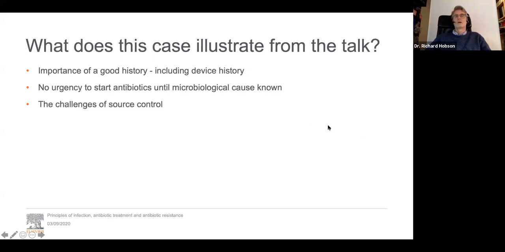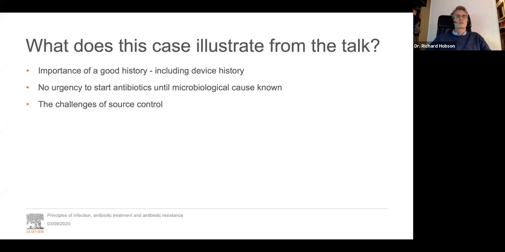I think it's important here, there's no urgency to start antibiotics until the microbiological cause is known. So again, this is a case where she'd been ill for at least 6 weeks by the time she was assessed and the blood cultures were taken. And the priority here is to work out the microbiological cause, because what sometimes happens in situations like this is the patient is started on very, very broad spectrum antibiotics at the same time or even before the microbiological investigations are done, in this case blood cultures.